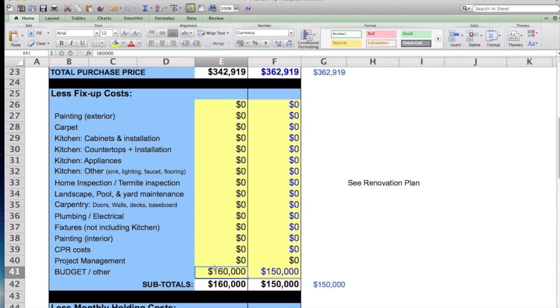I went with a budget. All of these line items are going to fit within that budget, okay? And here I put a note to myself to see the renovation plan, which is from my contractor based on the scope of work that I laid out for my contractor, and that is how we arrive at the 160. So this part is actually not difficult at all.